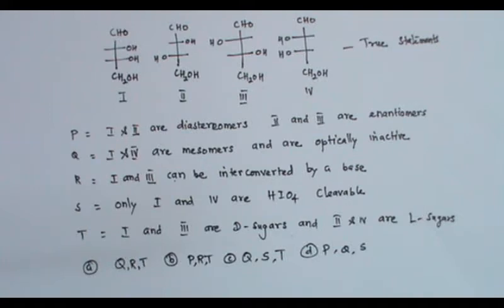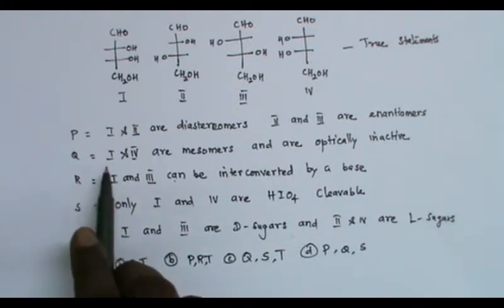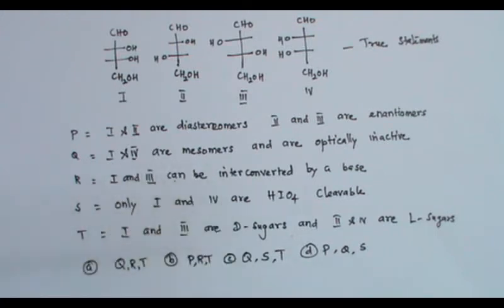I have taken this problem because it involves so many basic concepts. The first statement, 1 and 2 are diastereomers. So you should know what you mean by diastereomer, and what will be the difference for diastereomers in Fischer projection. Second one, first and fourth are mesomers. So you should know what you mean by mesomers, and will it be optically active?